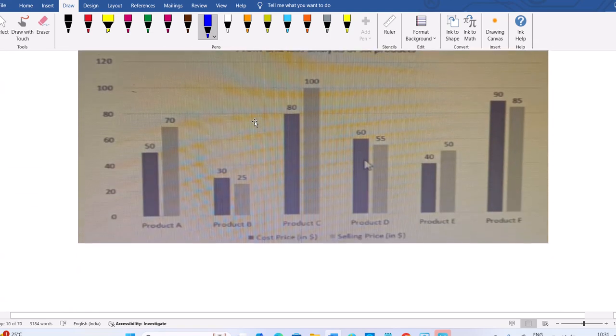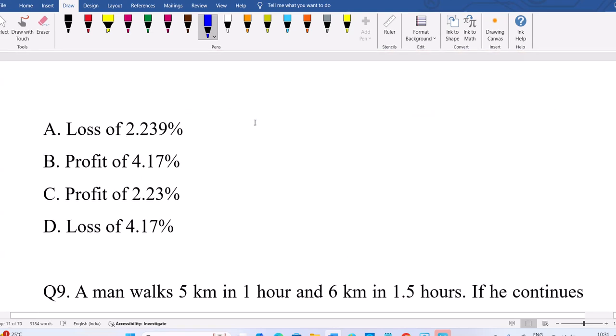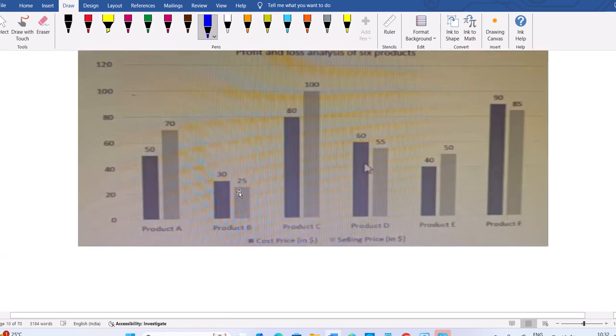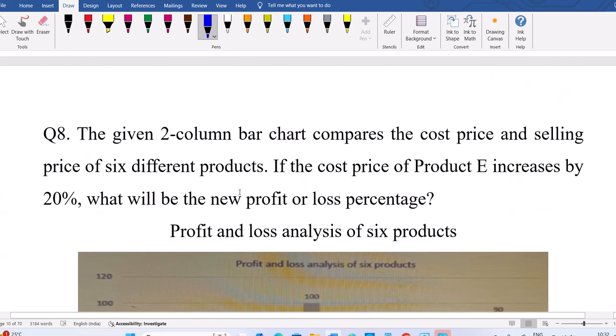Now back to a data interpretation related question that involves the profit and loss concept. Guys, focus. They're asking about profit and loss, but the question is related to data interpretation. First we'll see. Maybe the graph is not visible, so I'll write it down, no issue.